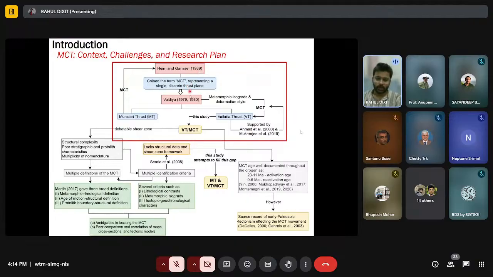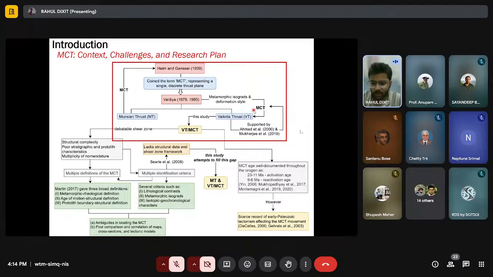Then after that, there was a major work by Valdiya in 1979 and 80, and he further recognized two more thrusts in the same Garhwal region. The lower one, on the southern side, was the Munsiari thrust, and towards the north, he recognized another thrust and named it the Vaikrita thrust. Then, based on the sudden change in the metamorphic isograd and the deformation style, he recognized the Vaikrita thrust as the main central thrust within the Garhwal Kumaon Himalaya.